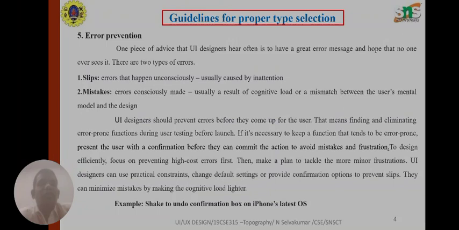That means finding and eliminating error prone functions during user testing before launch. If it is necessary to keep a function that tends to be error prone, prompt the users with a confirmation before they can commit the action, to avoid mistakes and frustration. To design efficiently, focus on preventing high cost errors first, then make a plan to tackle the minor frustrations. UI designers can use practical constraints, change default settings or provide confirmation options to prevent slips. They can minimize mistakes by making the cognitive load lighter. For example, a shake to undo confirmation box on the latest iPhone OS.